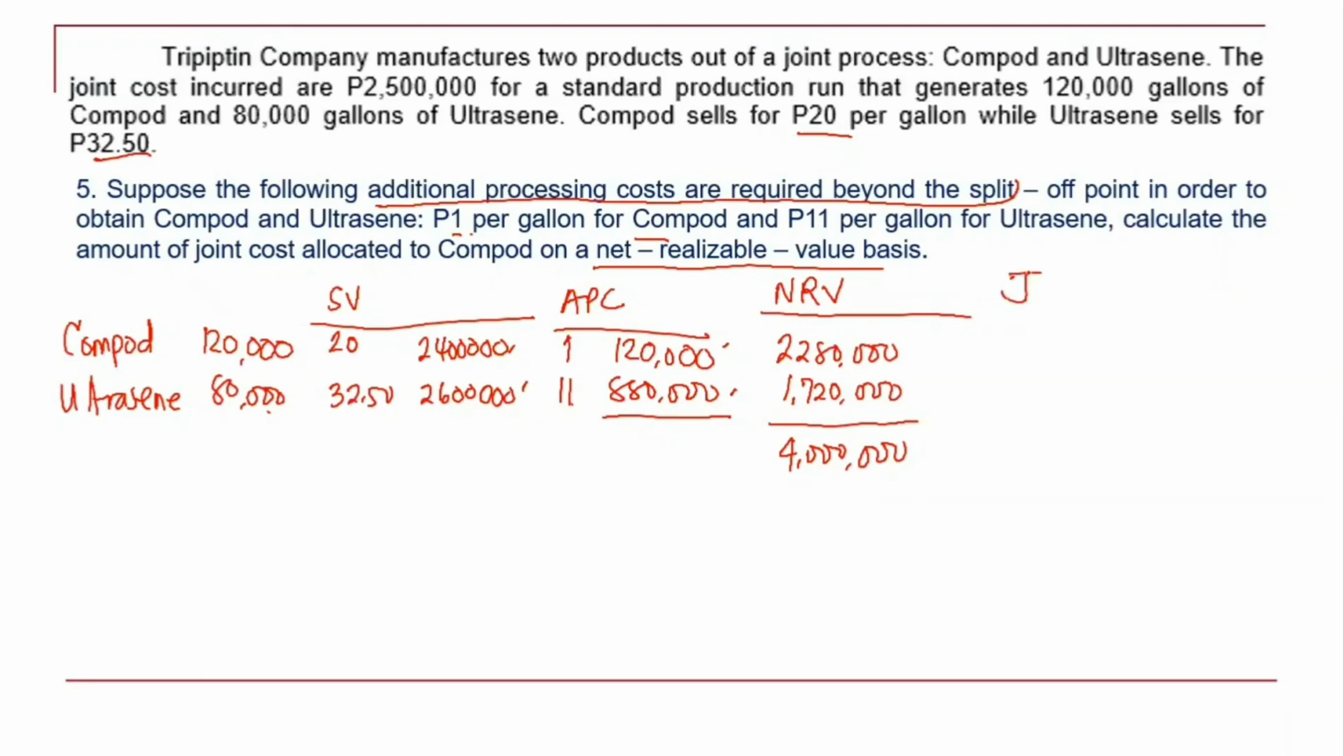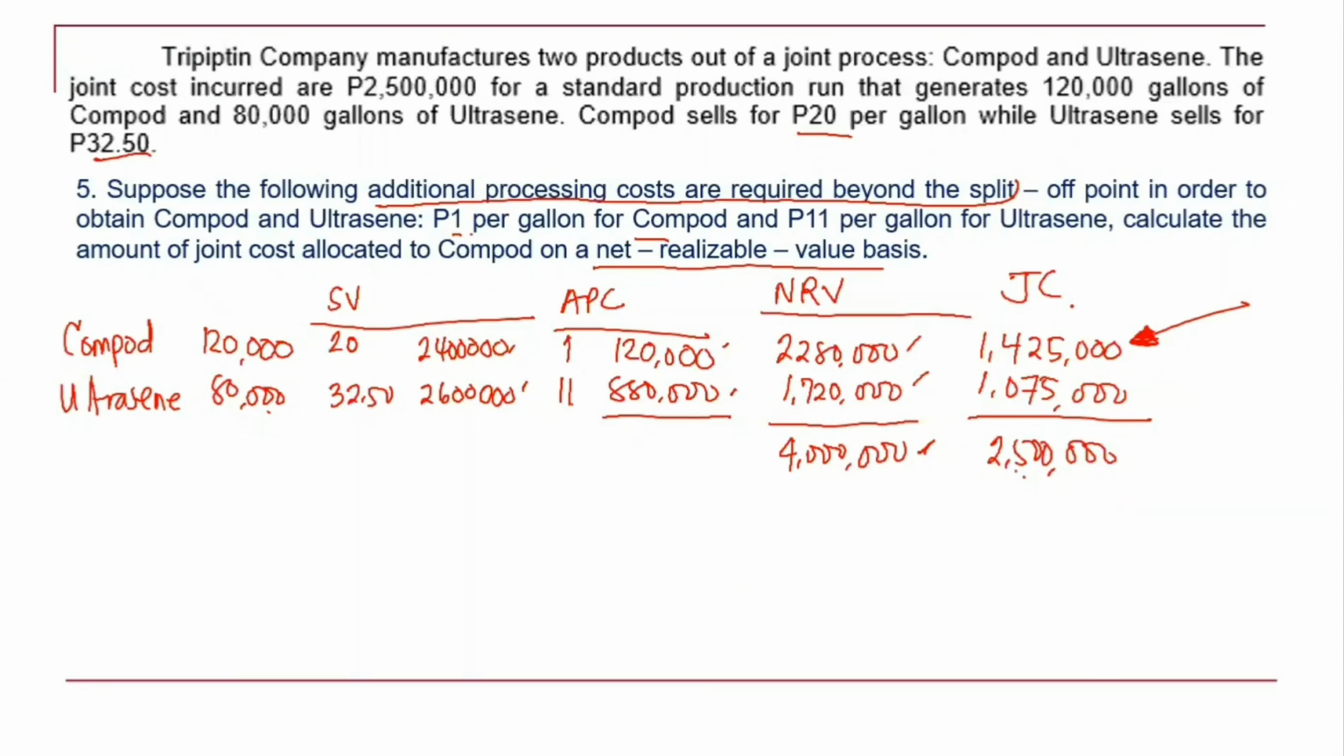So ang joint cost natin ay magkano? It's 2.5 million. Allocate natin accordingly. So 2.5 million times 2,280 divided by 4 million. So that's 1,425,000. And then the other one, it's 2.5 million times 1,720 over 4 million. That would be 1,075,000. Ang sagot, calculate the amount of joint cost allocated to Compod. So the answer is 1,425,000. So that's number 5.